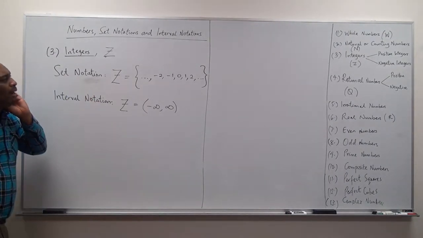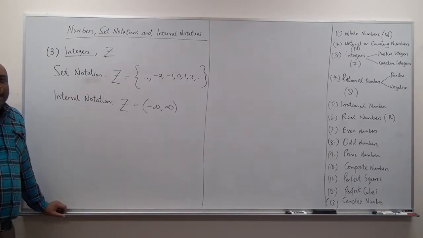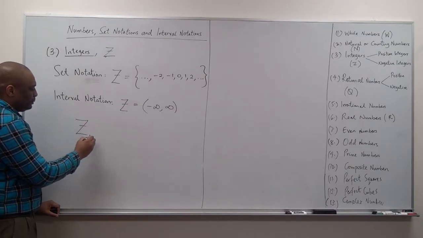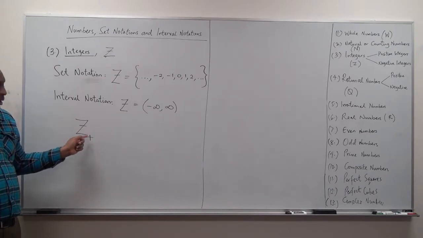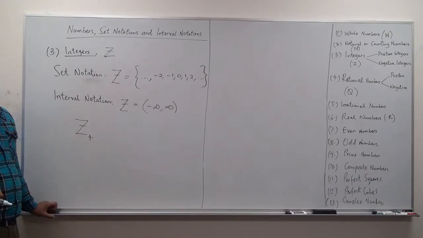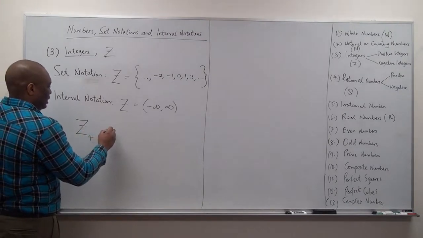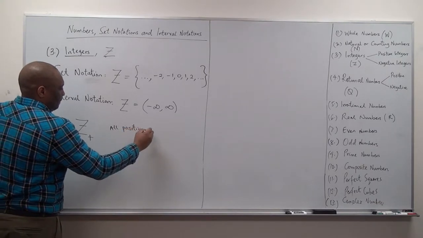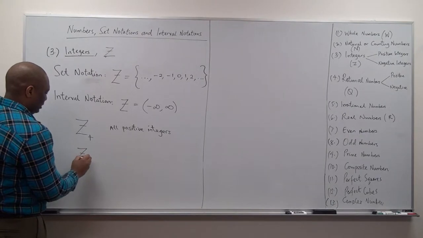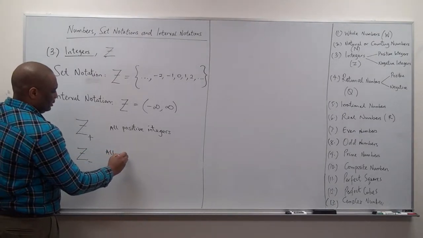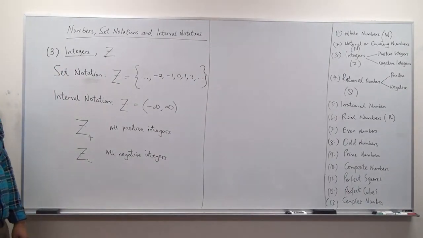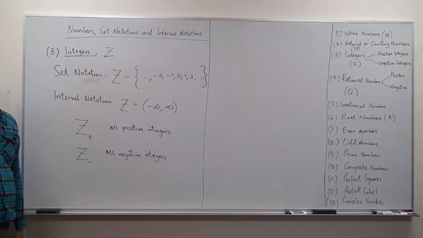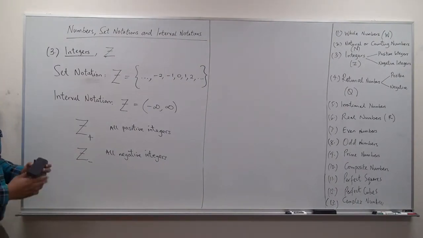So, this is all about the integers. Also, in some textbooks, you see this Z with a subscript plus sign. This means the positive integers. These are all positive integers. And then when you see the minus sign, these are all negative integers. So let's be aware of it. The positive integers are 1, 2, 3, 4, 5, 6, 7, 8, 10, 100. Negative integers are negative 5, negative 200, negative 400, and so on. All right, I hope you understood it.